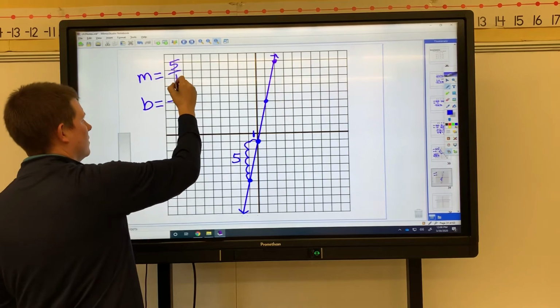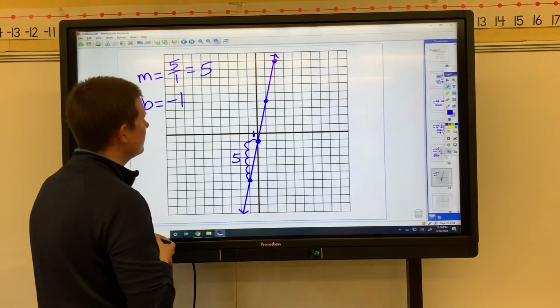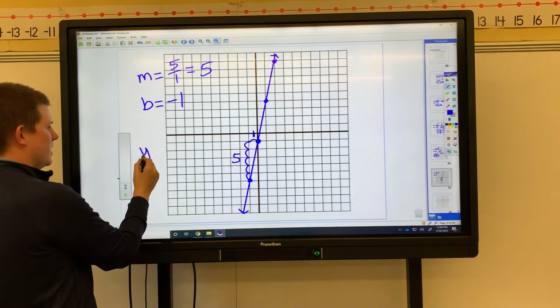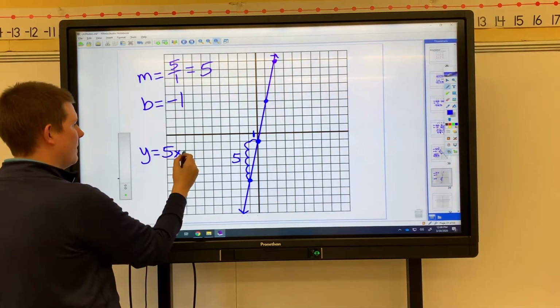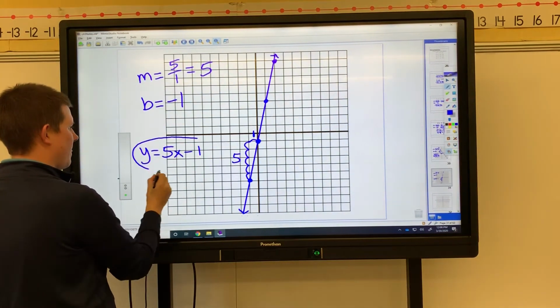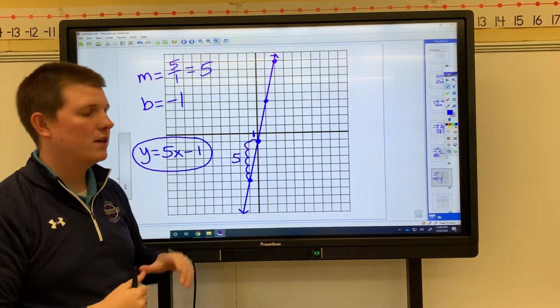Run is 1, 5 over 1, which just equals 5. My answer then, y equals 5x, because 5 is my m, minus 1. Because negative 1 is my b, because the line crossed at negative 1.